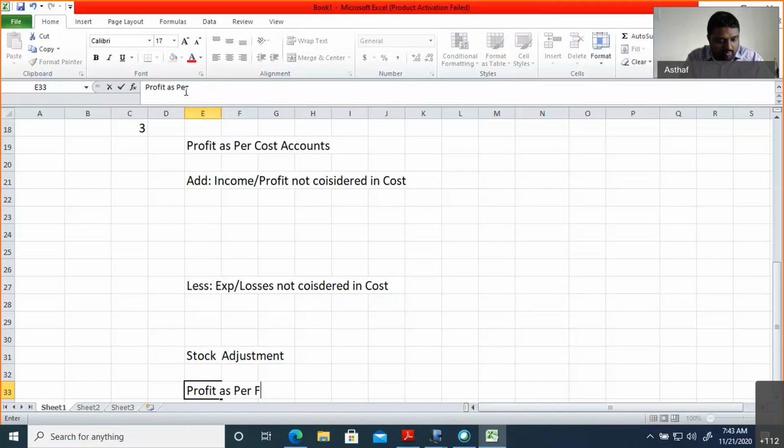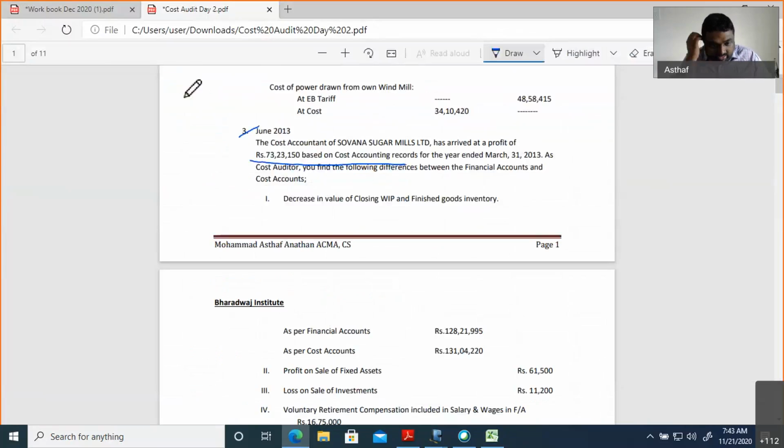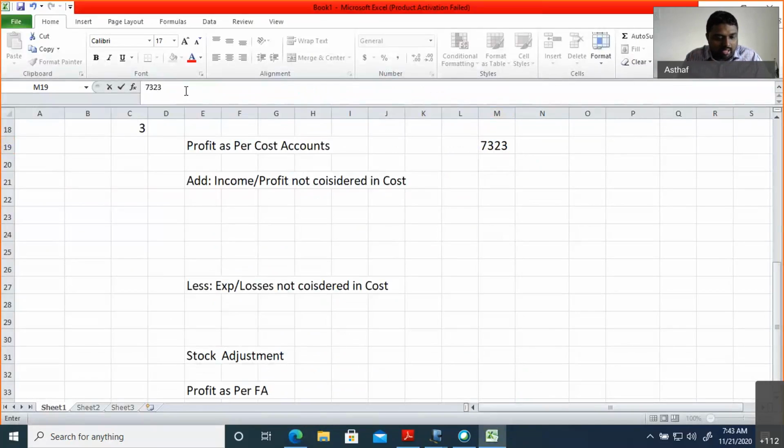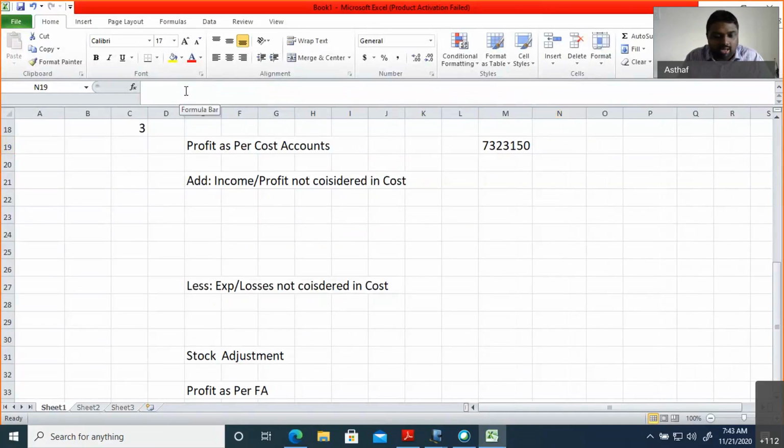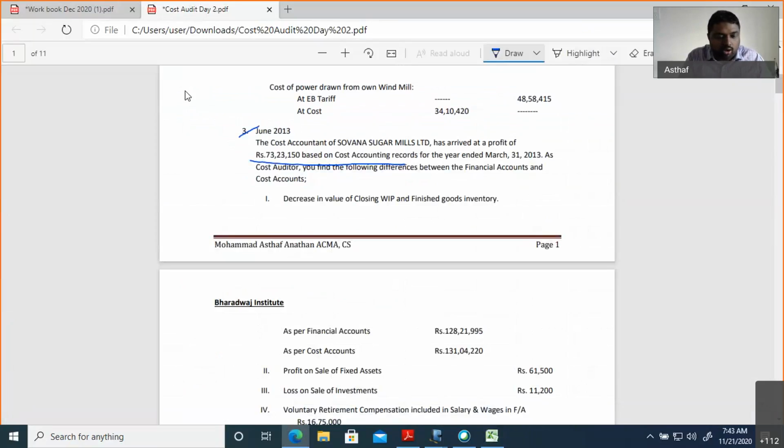Profit as per financial accounts. So what is the profit as per cost accounts? 73 lakh 23,150. So now they were asking, one minute. Stock we will discuss last.